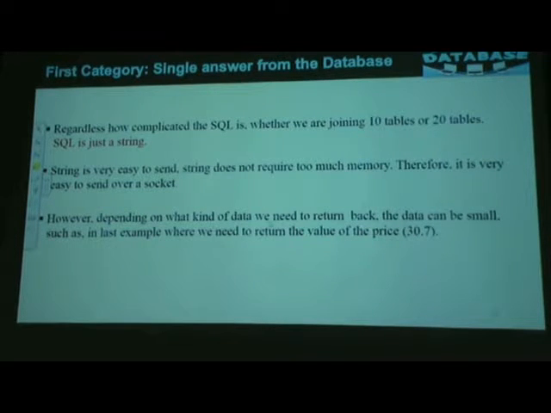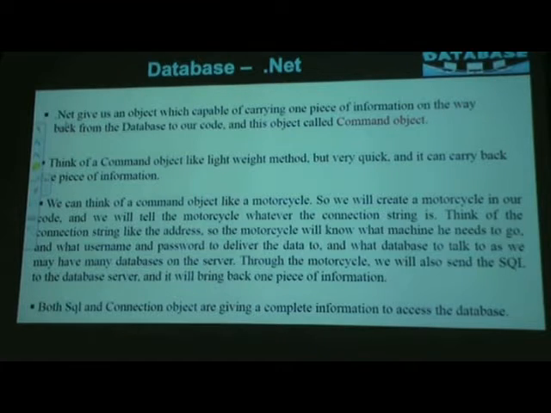However, depending on what kind of data we need to return back, the data can be small, such as in the last example, where we need to return the value of the price. .NET gives us an object which is capable of carrying one piece of information on the way back from the database to our code, and this object is called the command object. Think of the command object like a lightweight method, but very quick, and it can carry back one piece of information.